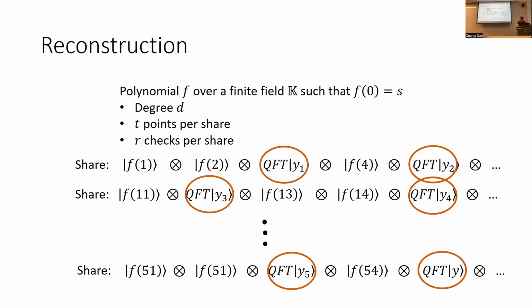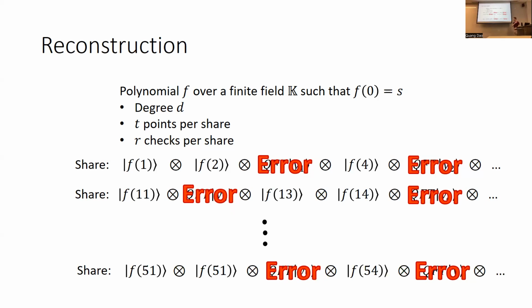Now let's move to reconstruction. Let's say that we've got a whole bunch of shares. Oh, I forgot to mention, there are R of these check positions per share. So we have a large number of evaluations of f, and these evaluations are mixed with check positions which have absolutely nothing to do with f. These positions are basically just random errors.